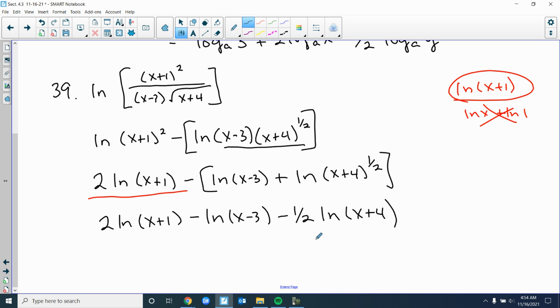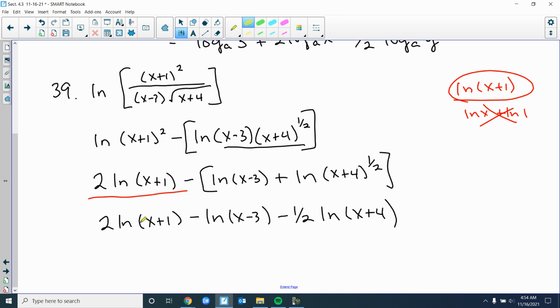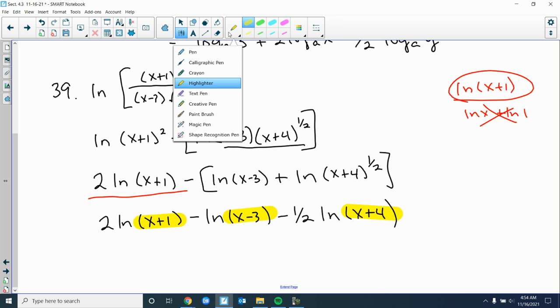That will be your final answer. Okay, no products in what we're looking at here. Is this what we're taking the natural log of? There's no products, quotients, or powers here. So we're just taking an expression, which is fine. x plus 1, x minus 3, x plus 4. That's our final answer.